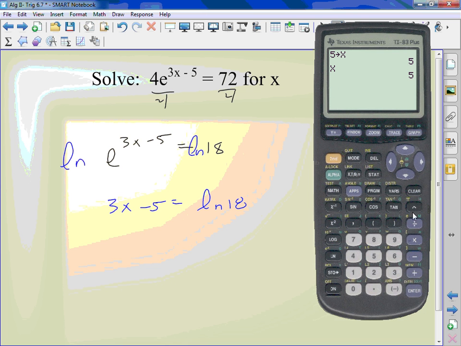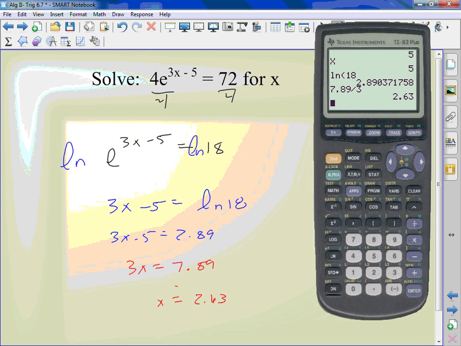All right. ln of 18 is 2.89, so 3x minus 5 equals 2.89. Now I need to add 5 over. 3x equals 7.89. Divide by 3. 2.63. That's your answer. And I can check, I can put in 2.63, I don't have to worry, I'm good.